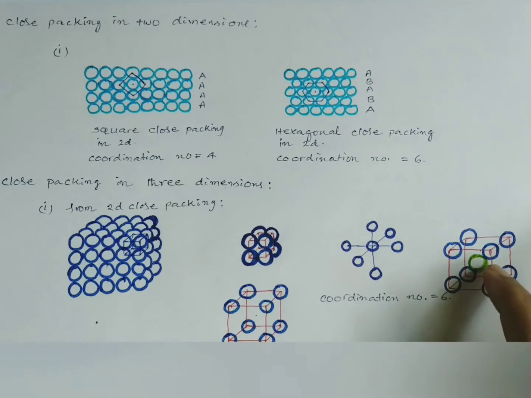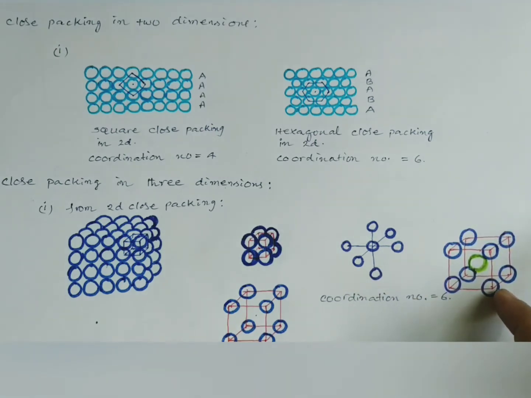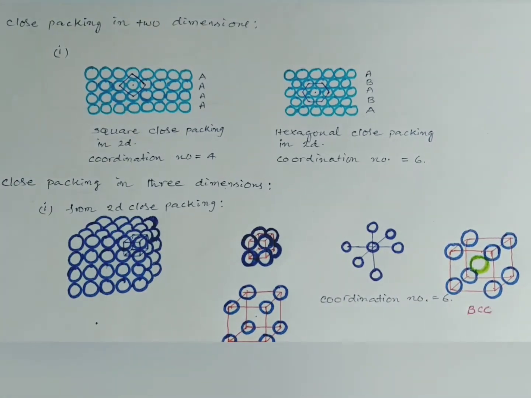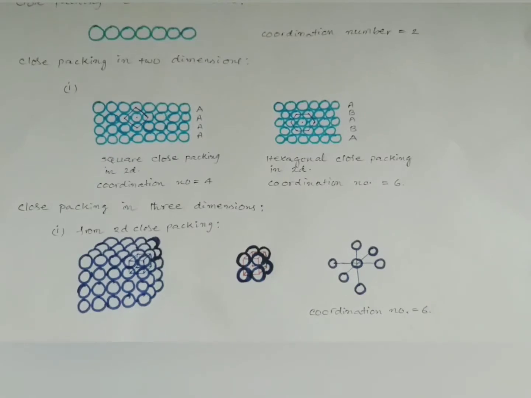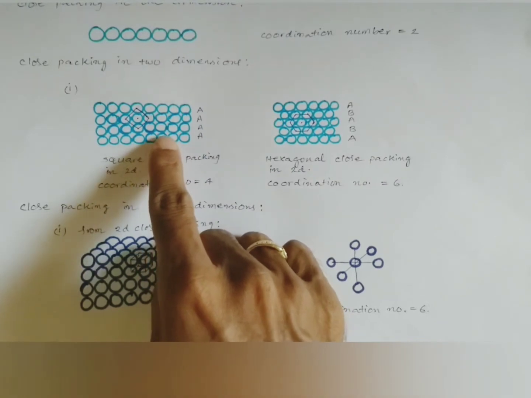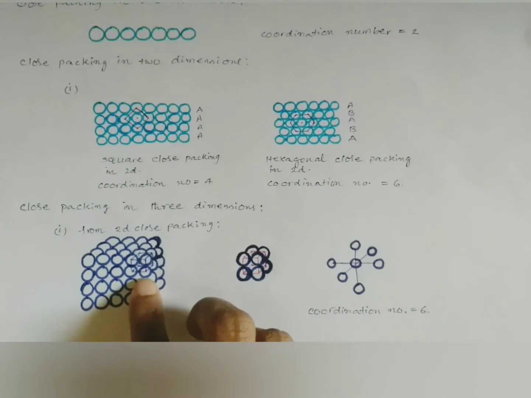So this kind of arrangement leads to the formation of a body-centered cubic. This is a body-centered cubic unit cell where the central atom is surrounded by 8 atoms in the corners. So the coordination number of this becomes 8. Now we have completed three-dimensional close packing from two-dimensional square close packing. So we have picked up this layer and developed this three-dimensional close packing.